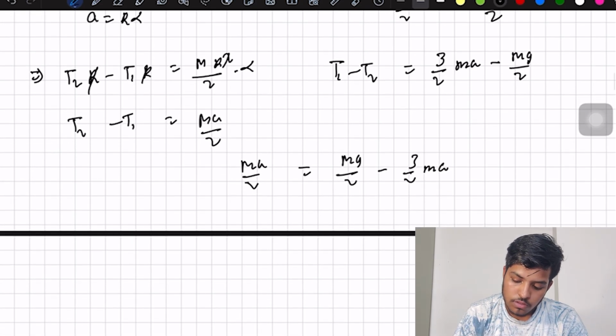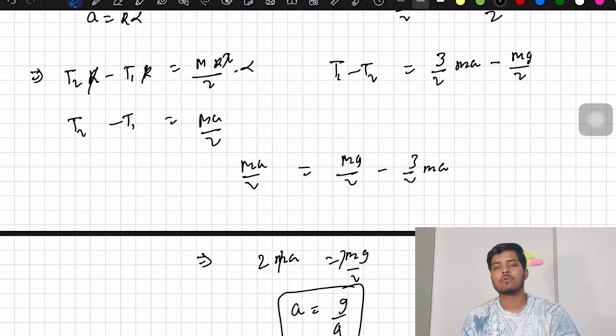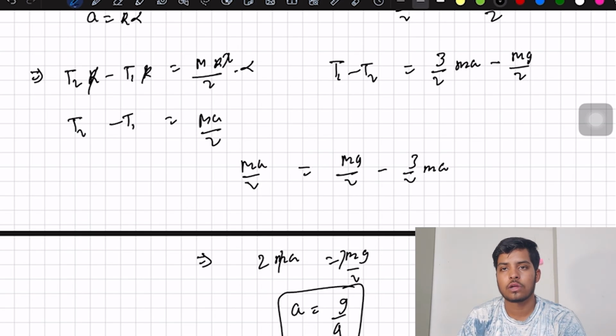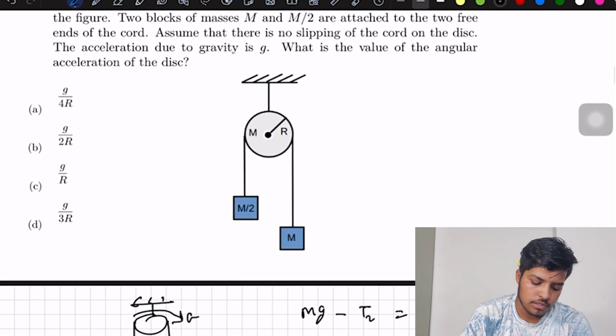So 3 upon 2, 4 upon 2, so 2ma equals mg upon 2. Got cancelled, so a equals g upon 4. So it was a very easy question. We have to write two force equations and one torque equation. So a equals g by 4 is the answer. So option A is correct.